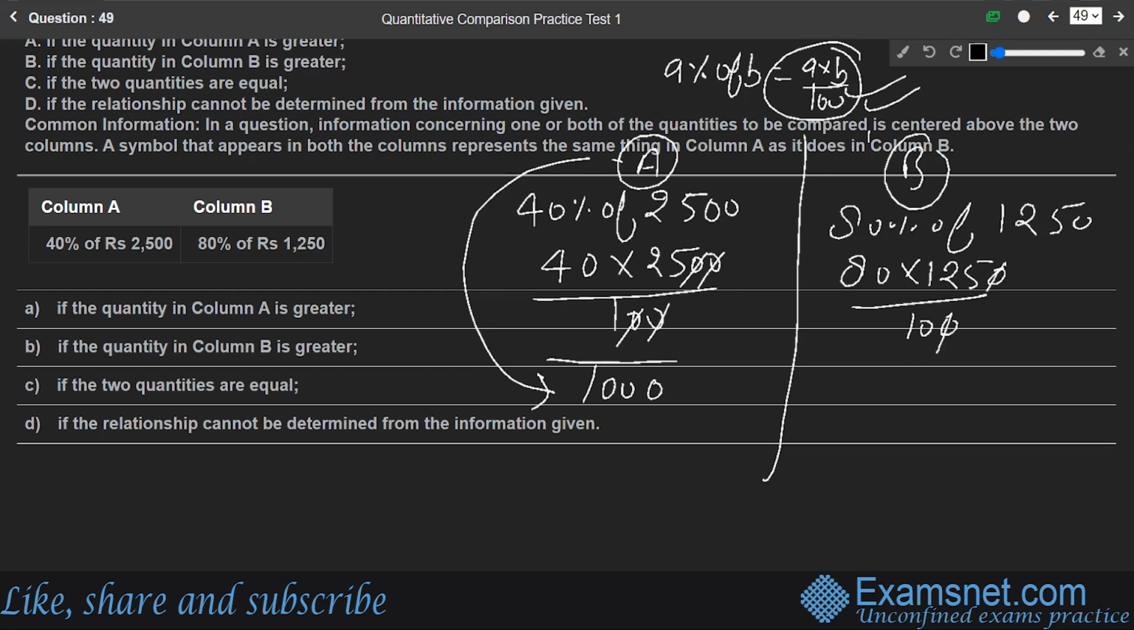Let's cut this 0 by this 0 and this 0 by this 0. So 125 into 8, that's what we are supposed to solve. That is nothing but again 1000. So column B has the same value 1000 as available in column A. So clearly if we compare, we can say the quantities in both the columns are actually equal. So option C becomes the right answer.